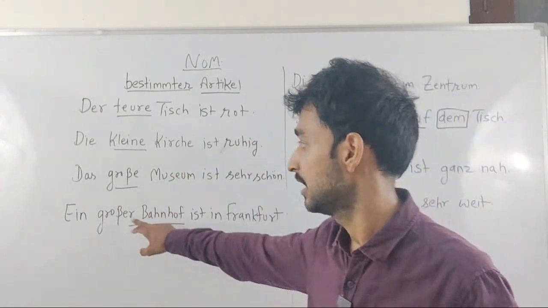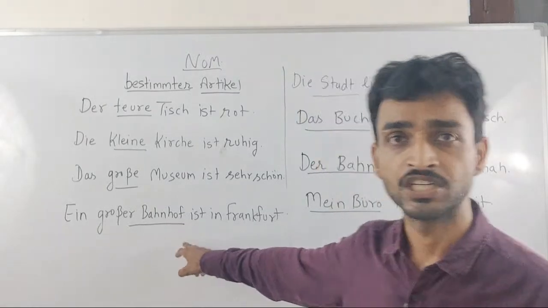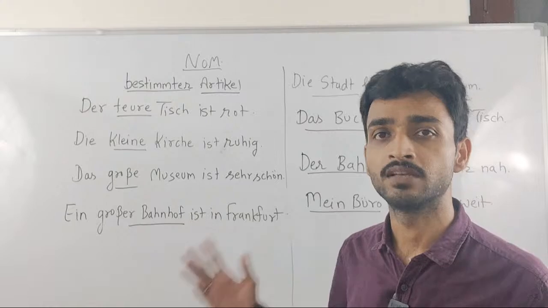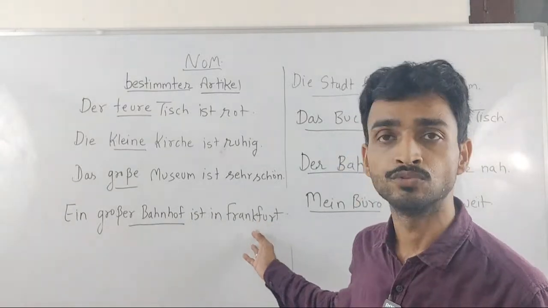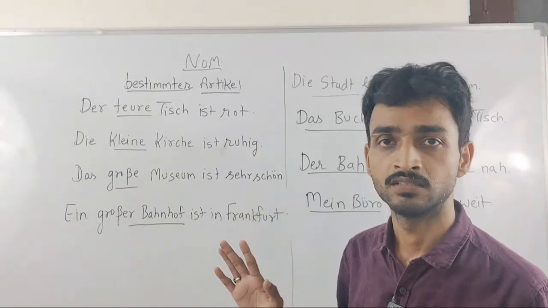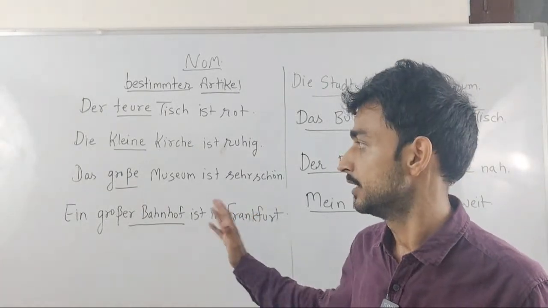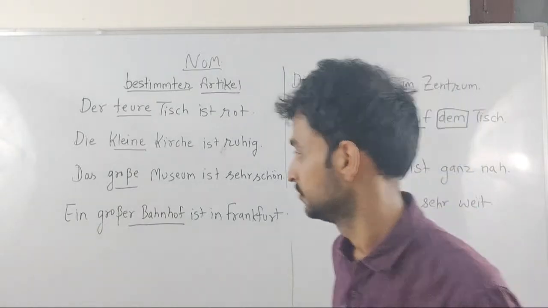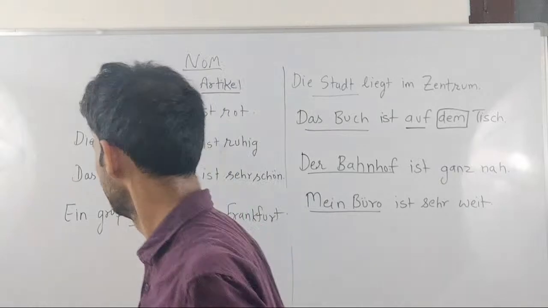Adjective ending is er, because it is masculine. A big railway station. The railway station is very big and it is in Frankfurt. We are talking about only one railway station. That's it. This is nominative case. Ein großer Bahnhof ist in Frankfurt. Some more examples.